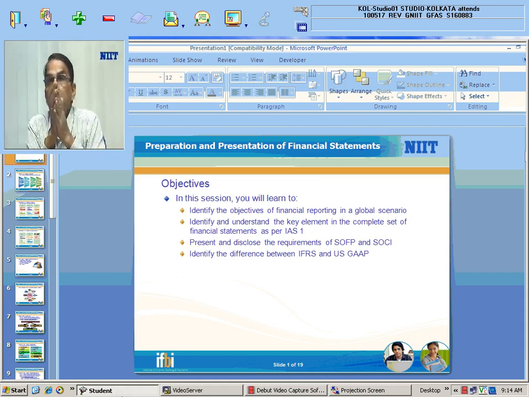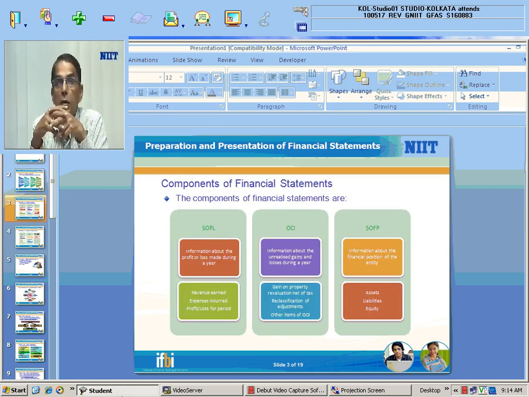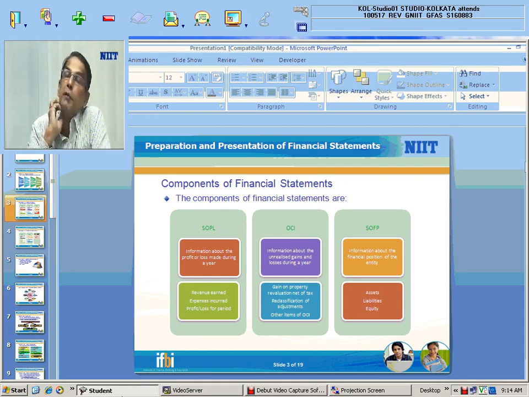So if you look at the various components of a financial statement, or the statements which constitute a complete set of financial statements, there are actually 6 components. So let's get acquainted with these 6 components of a complete set of financial statements. One is the statement of profit and loss, short name SOPL.